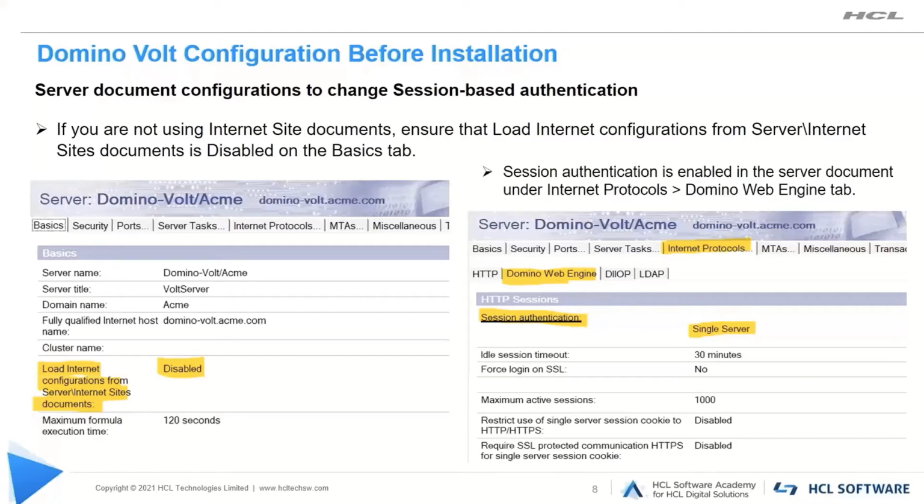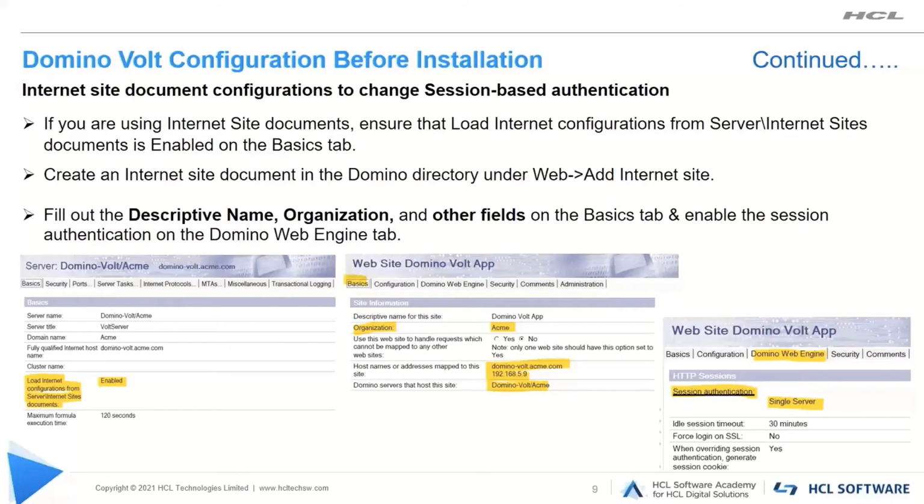To enable session authentication in the server document, edit the server document and go to the Internet Protocol, Domino Web Engine tab and set session authentication to either SAML, multiple server SSO or single server, as shown on this slide. The session authentication can be set to whatever you are using in your environment. If your environment does not have SAML or SSO in place, then you can set it to single server to have form-based authentication. Moving to the next slide.